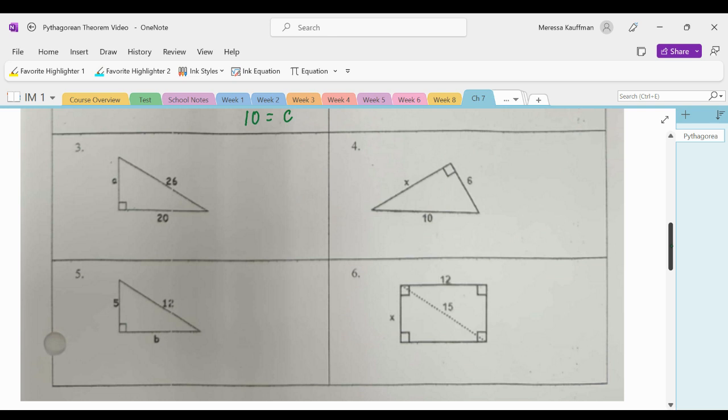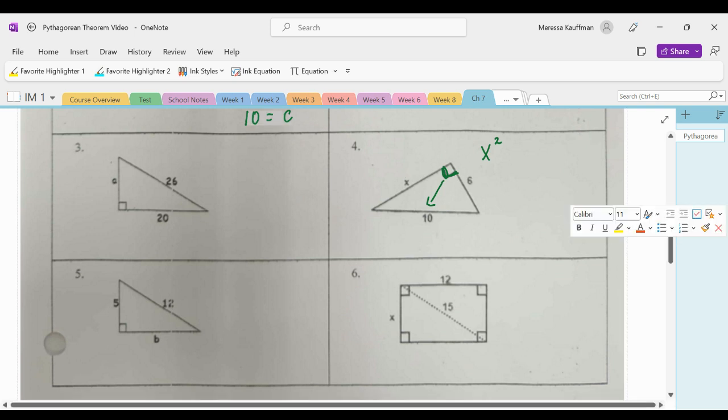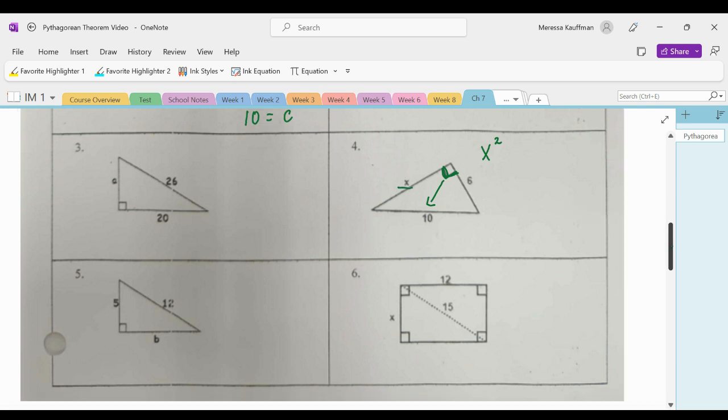Well, notice that my triangle is just turned around. The reason why I can use this is that my 90 degrees is opposite our longest side. So when I set up my equation, this is going to be important. It's going to be x squared, because that's one of my legs, plus the other leg, which is 6 squared, is equal to 10 squared.